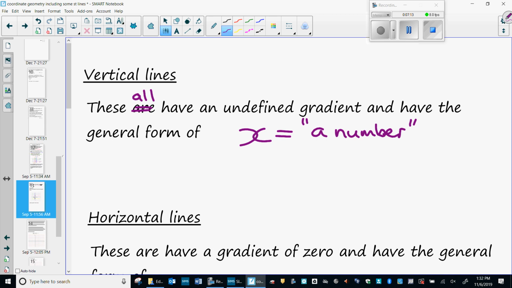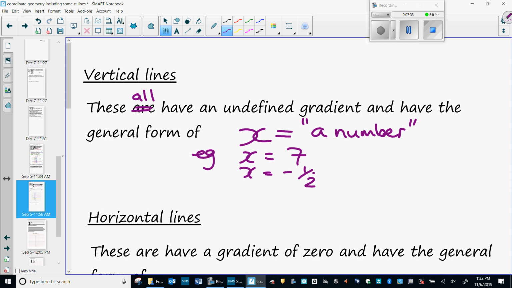Miss Harrison, isn't it like for x equals a number? It's like always a number. So e.g. x equals 7, or x equals negative 1. Yeah, sure.